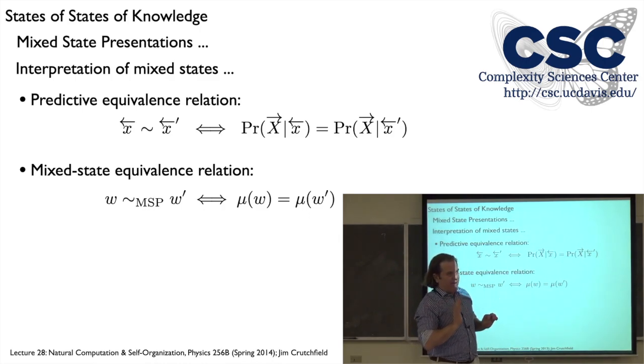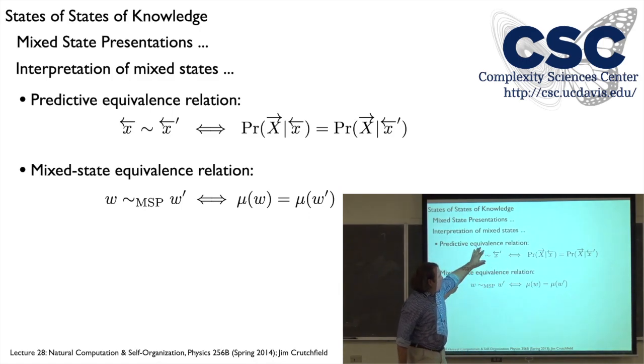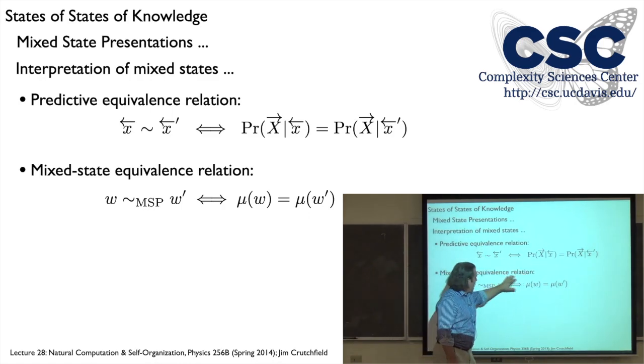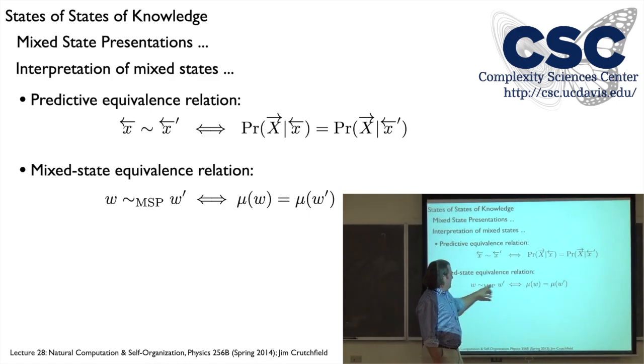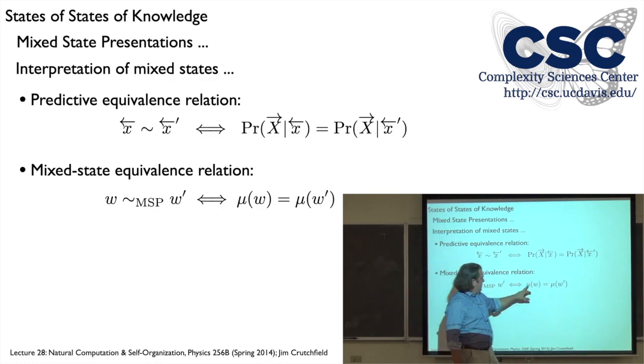Because they summarize the past. Well, of course, that was a property we noted for the causal states. Now, I'm just drawing this parallel because there are some differences here. But here we can think of another equivalence relation over mixed states. We're going to say that two words are equivalent under the mixed state construction when the state distributions are the same.